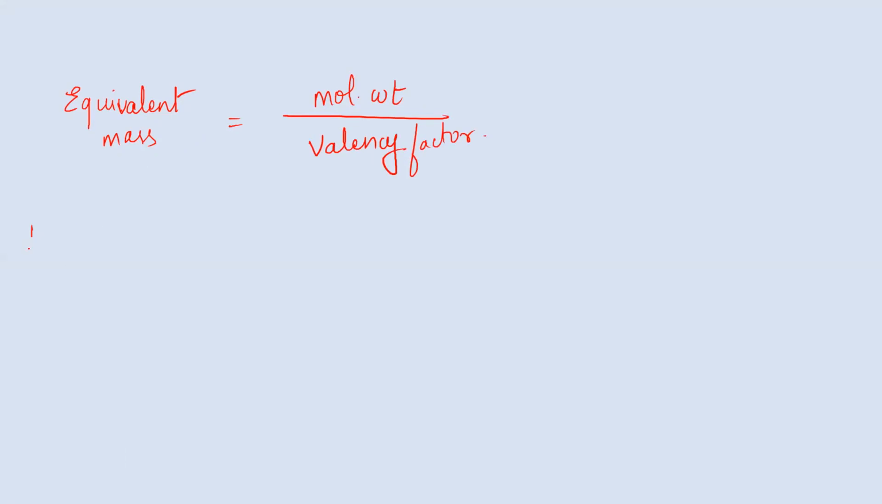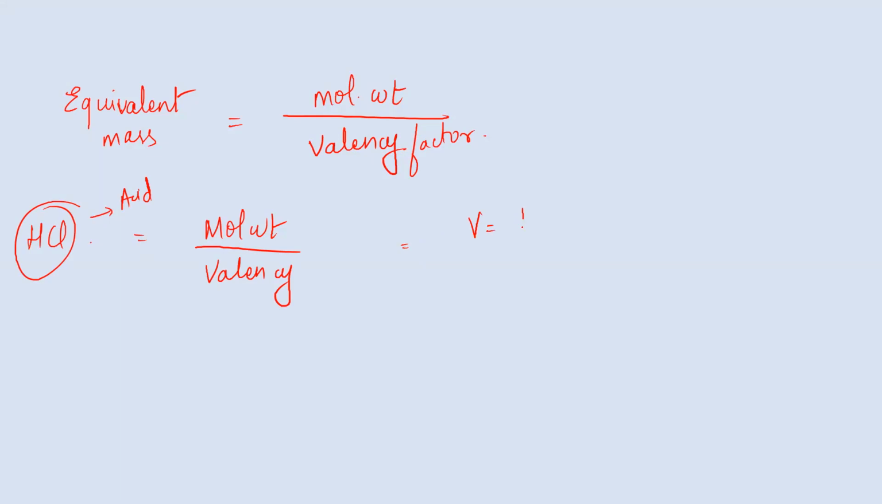Now, if you take an example of HCl, what you'll do is molecular weight of HCl divided by the valency factor. Now, this is an acid, so the valency here is going to be the basicity. So how many H plus are there? There's only one H plus. So the valency of HCl becomes 1. So molecular weight divided by 1 is going to give you the equivalent mass of HCl.